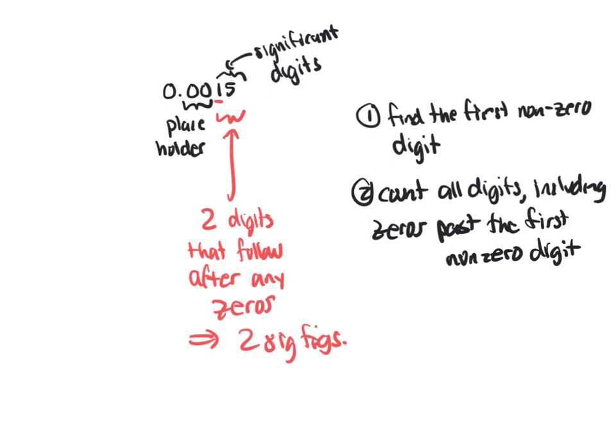So let's do another example. Let's say that we have 0.01026. So if this is my number and I want to know how many significant figures this has, I look for the first non-zero and then I count. 1, 2, 3, 4. So this number has 4 sig figs.